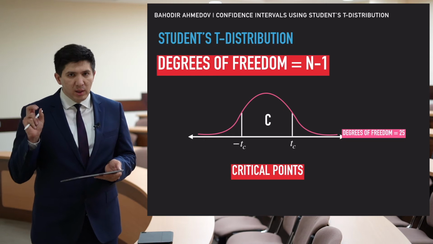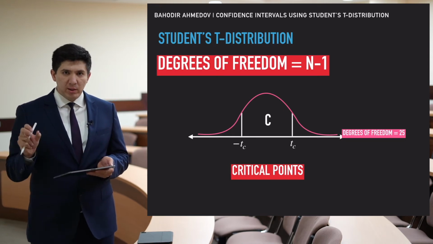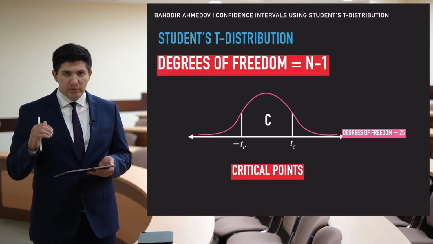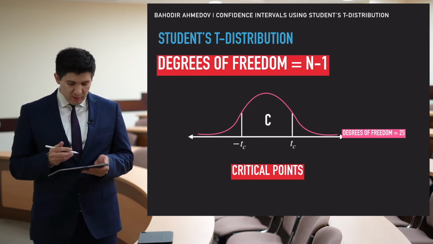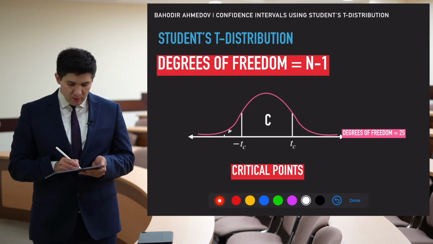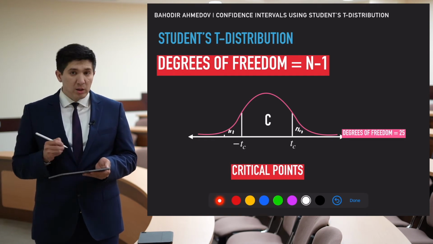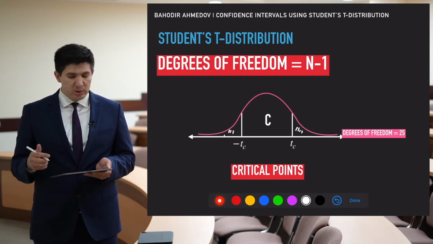Again, the confidence level is the area under this t-curve, right? So it is going to be the area in the middle, so that the two areas on the tails, on this tail and here on this tail, are going to be the same. So this is how we are going to choose this.